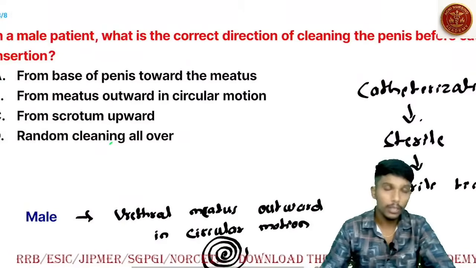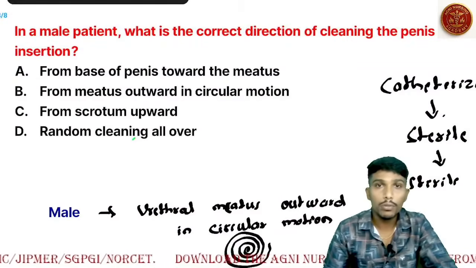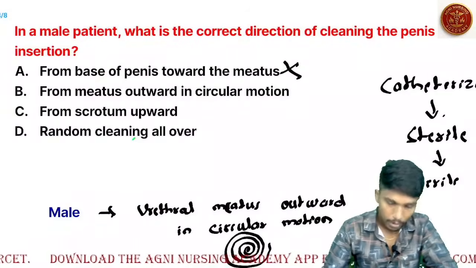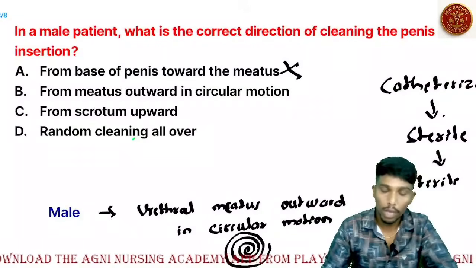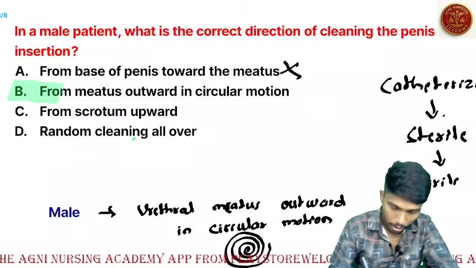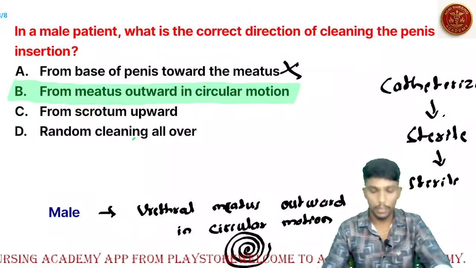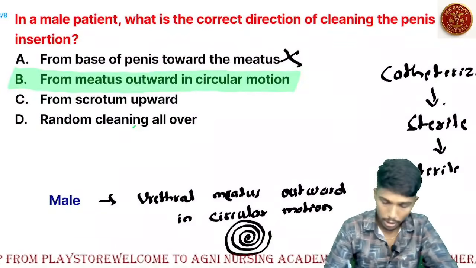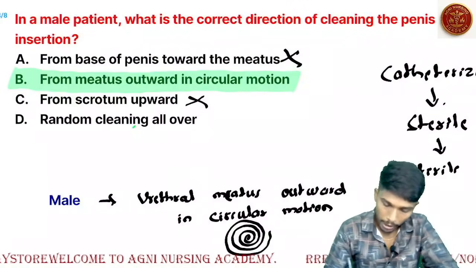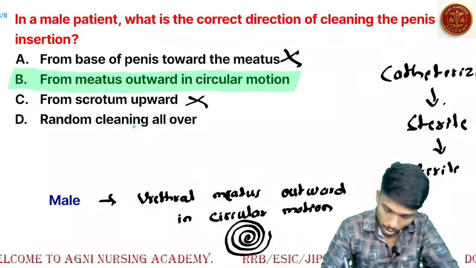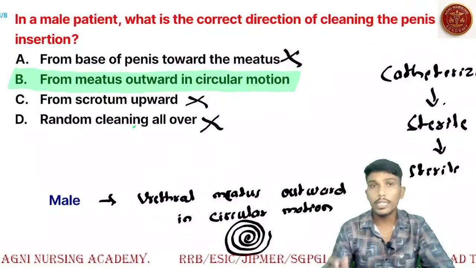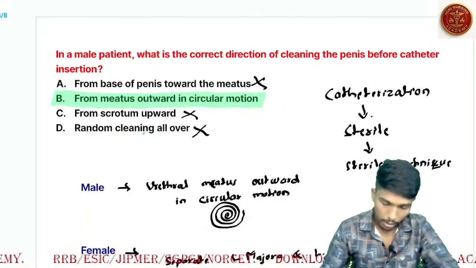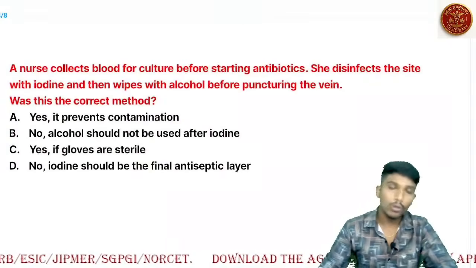Then coming to the options. From the base of the penis towards the meatus, no, it can cause contamination. Option B, from meatus outward in circular motion. Yes, this is the correct answer of this question. Then option C, from scrotum upward, no, this can cause contamination, and random cleaning all over is totally wrong. We have to follow the sterile technique. We are not supposed to clean randomly. Option B is the correct answer. Let us move on to the next question.